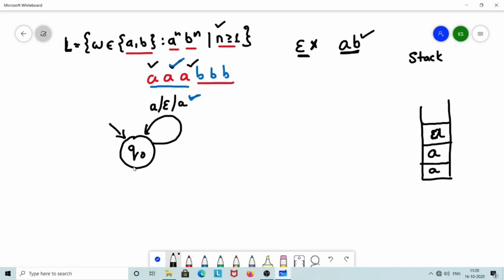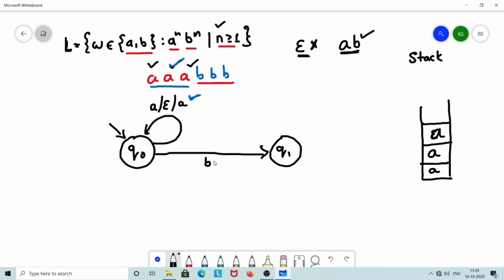So I cannot remain in Q naught, because if I remain in Q naught, there is a possibility that A will occur after B, right? And that should be totally rejected. So upon encountering B, we have to make a transition to a different state. Let me name it Q1.